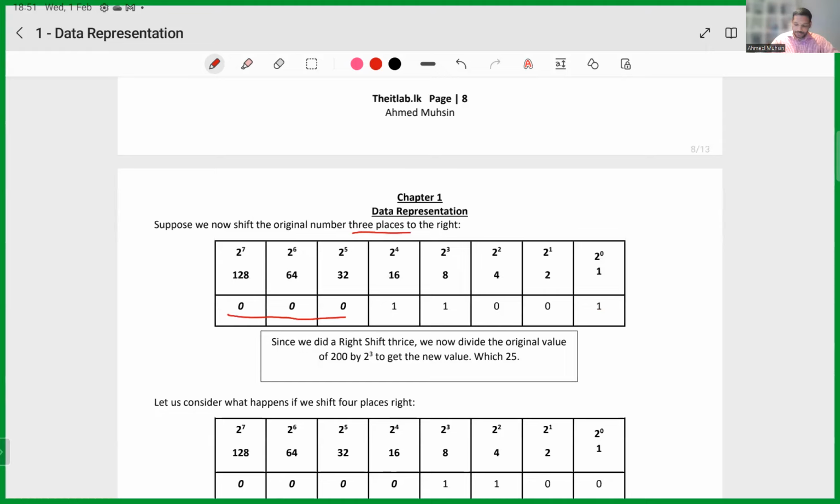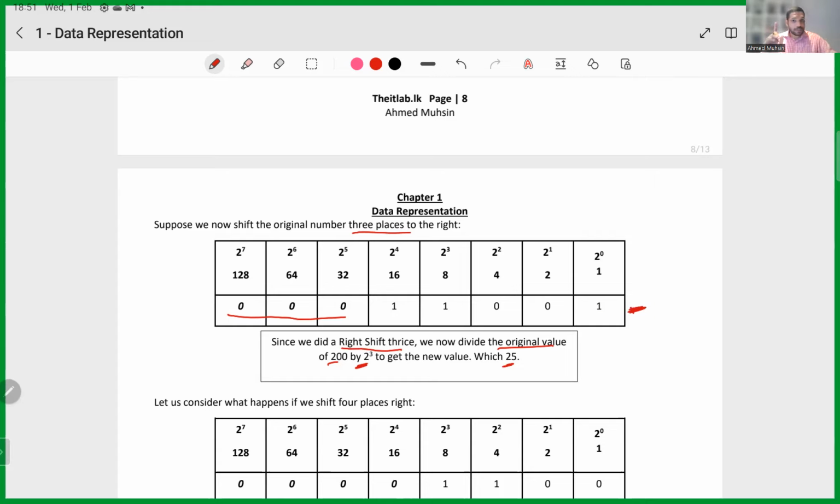Logically, since we did a right shift thrice, we divide the original value of 200 by 2 to the power of 3, which is 8. So 200 divided by 8 gives the new value 25. If you convert this into decimal, you would get 25. So no problem, it's working.